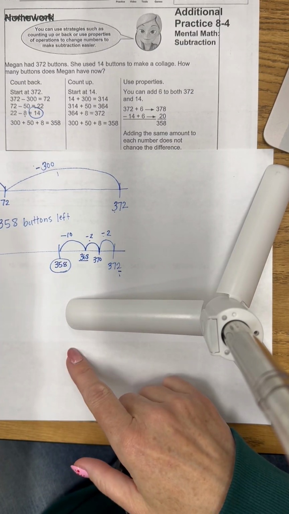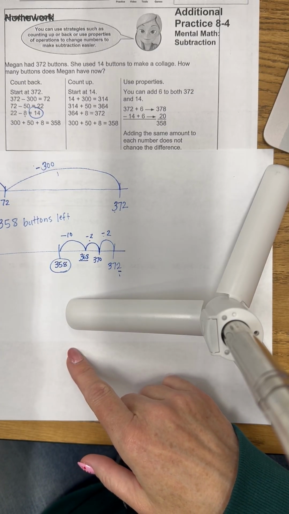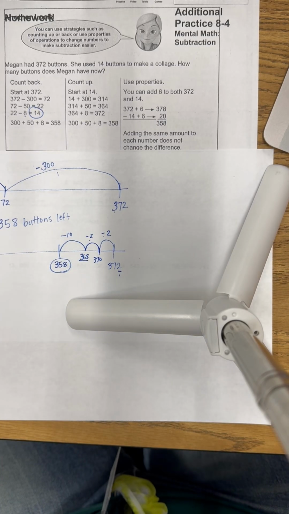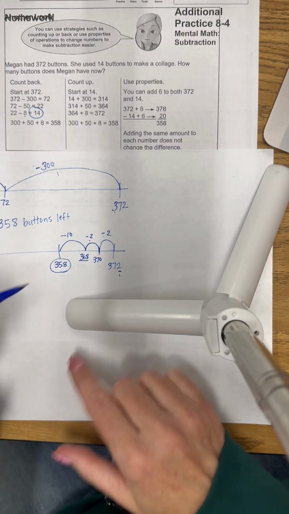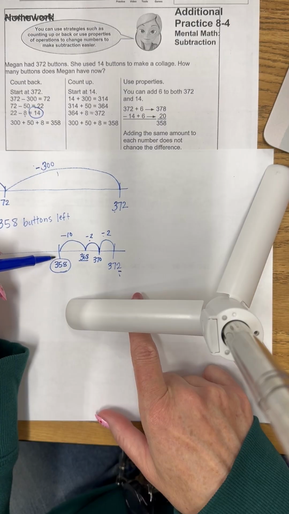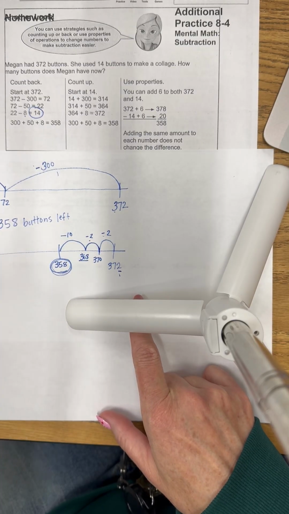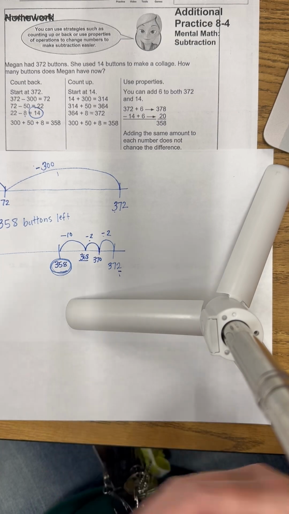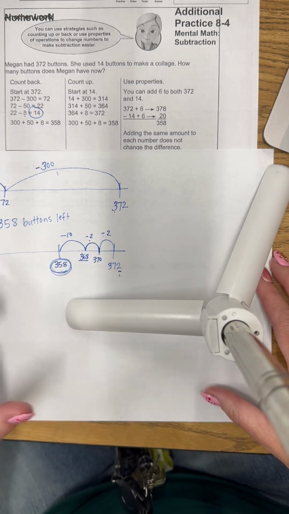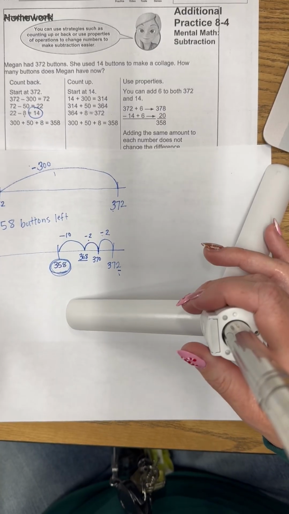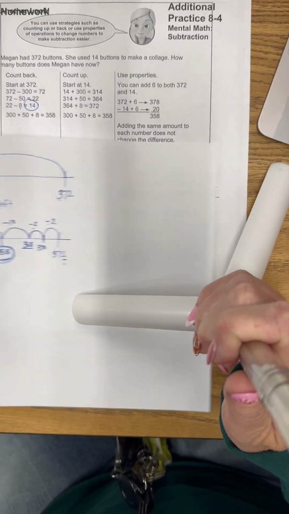So in this example, I'm landing on 14 buttons, which is what I used, and I'm counting how many buttons I have left. In my example, I jump back the 14 buttons that I use, and I land on the place where I have how many buttons left. So either way works. This seems to make more sense to me, but this is the way the book is teaching it. So the second one is a count up strategy.